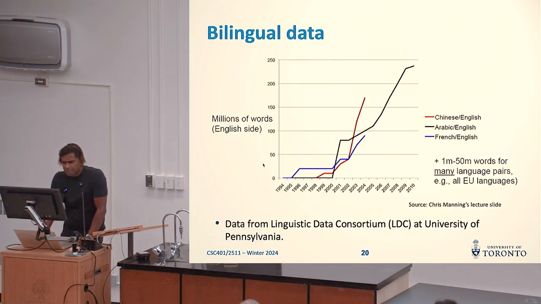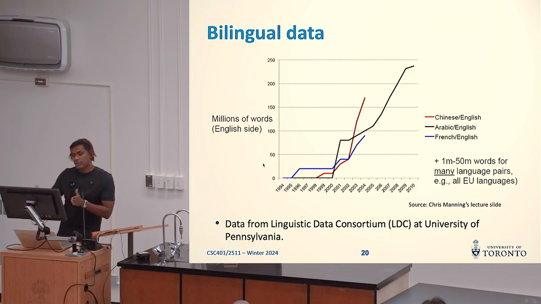Different languages have different amounts of parallel corpus available. This is just showing data until 2010, because if we included 2010 to 2024, it would be really hard to see the relative growth, because it's been such exponential growth over the last 5 or 10 years.